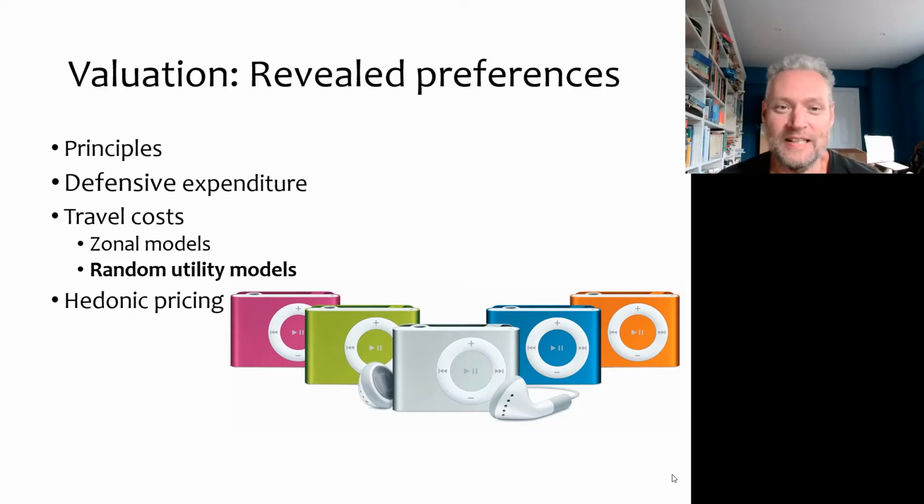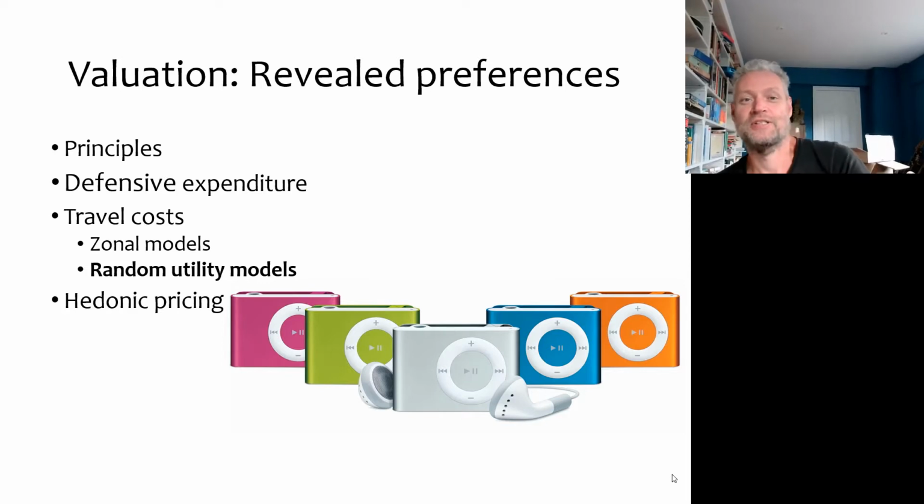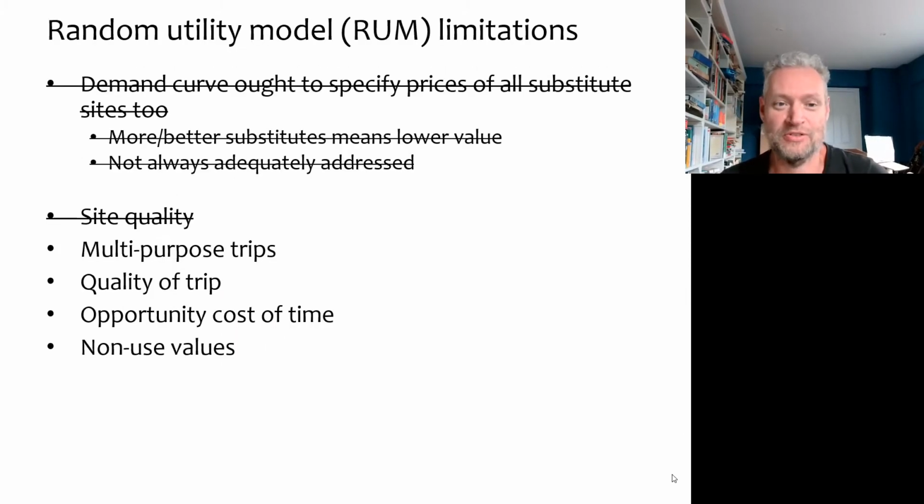So let's take a look at random utility models, which take away two key concerns about the individual and zonal travel cost model, namely competition and substitution between recreation sites, and as you start including multiple sites, we can also begin to look at the characteristics of a particular recreation site.